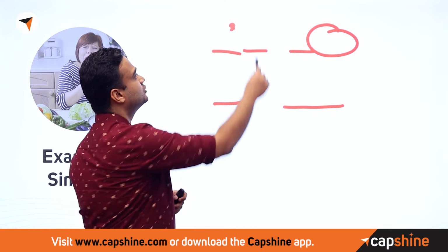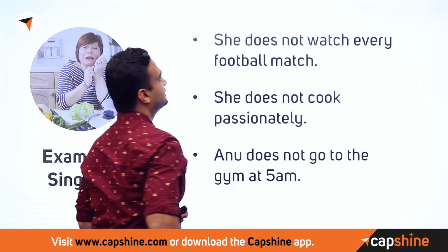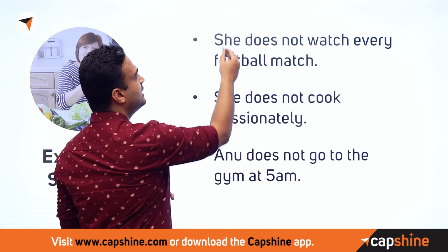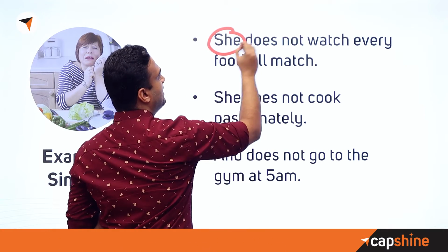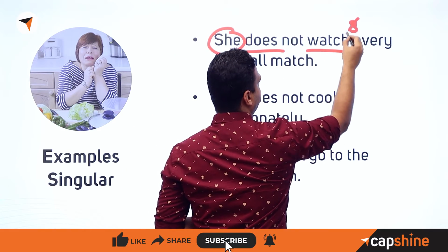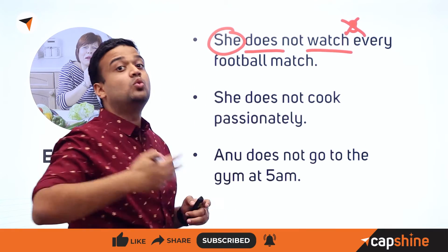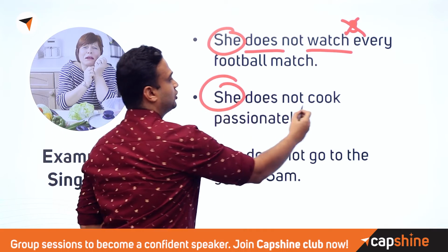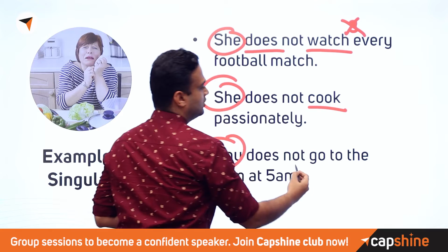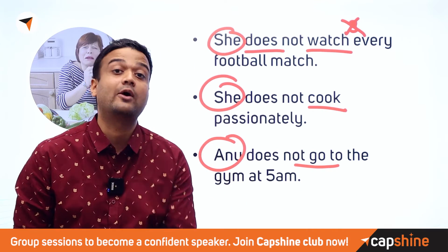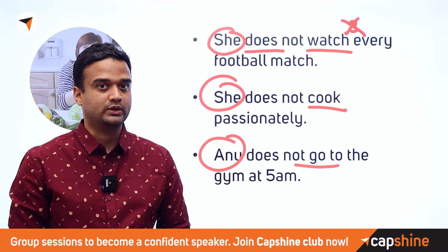So let's see how this works with examples. She does not watch every football match. Notice how she is singular, but it used does not and watch without the S. Right? Ideally, you would, if it were not a negative sentence. She does not cook. Anu does not go to the gym. All of these are verbs in their base form without the S or ES attached to it.